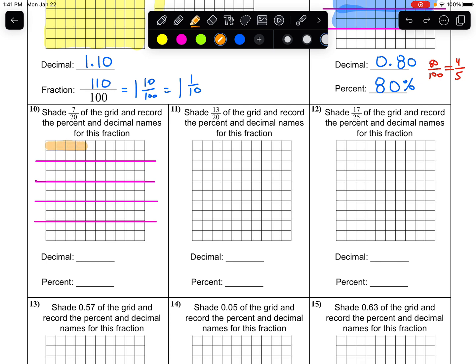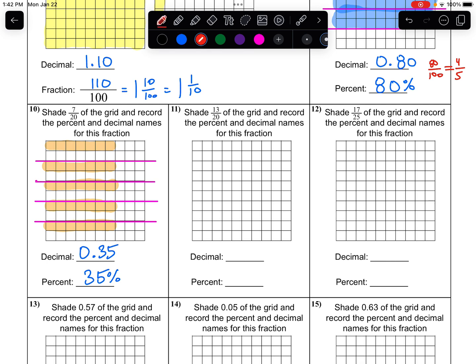So 1, 2, 3, 4, 5, 6, 7. 7 of those, and then 7 out of 20, another 7 out of 20, another 7 out of 20, and another 7 out of 20. So how much of it did I shade? 7, 14, 21, 28, 35. So I just shaded 35 out of 100 of those little boxes, which means 35%, or 35 hundredths, another way to think about it.